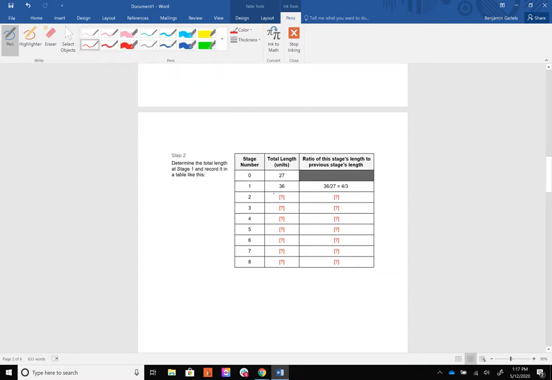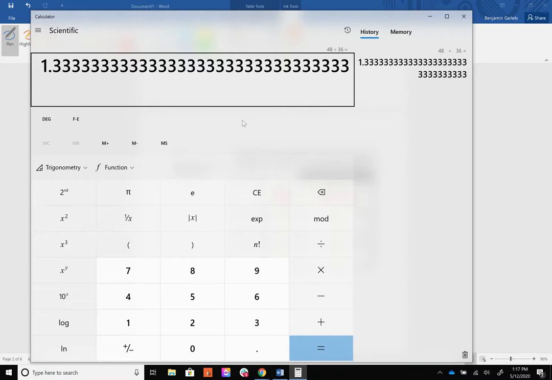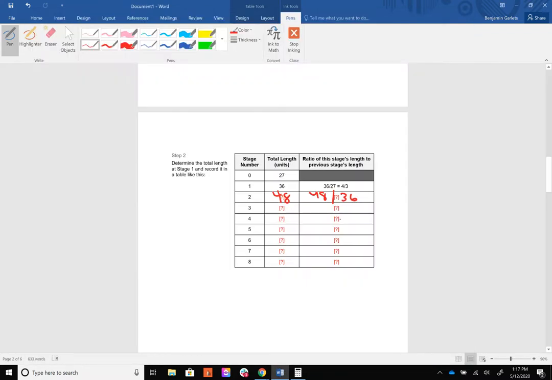So if I come down here, and you've got this table, I'm going to be putting in 48 right here. And then right here, I'm going to take my stage length, so 48, and I'm going to divide it by the previous stage length, which is 36. So I get this decimal 1.3 repeating, right? So 1.3 repeating, if we keep it in decimal.